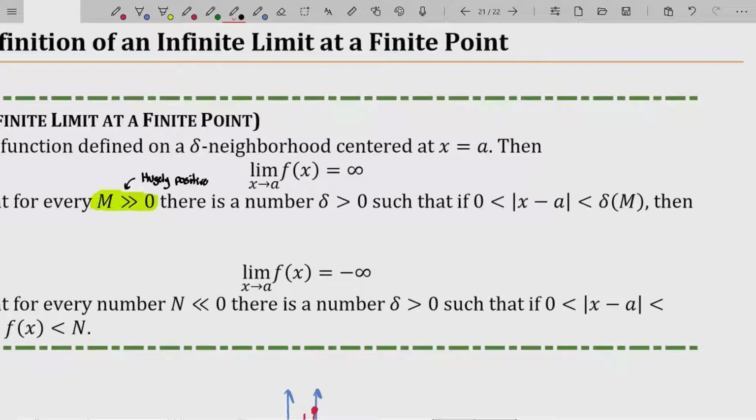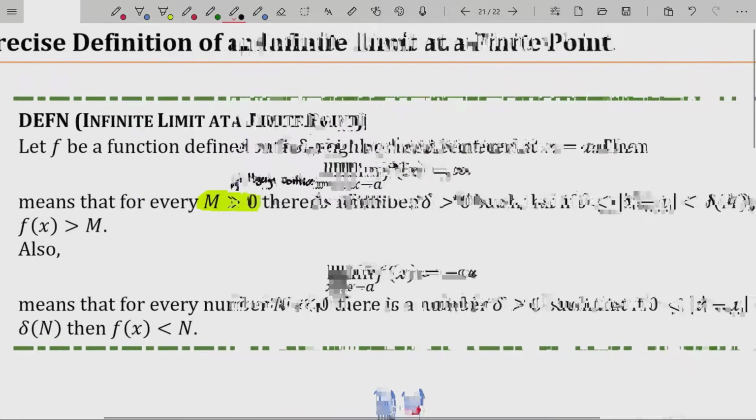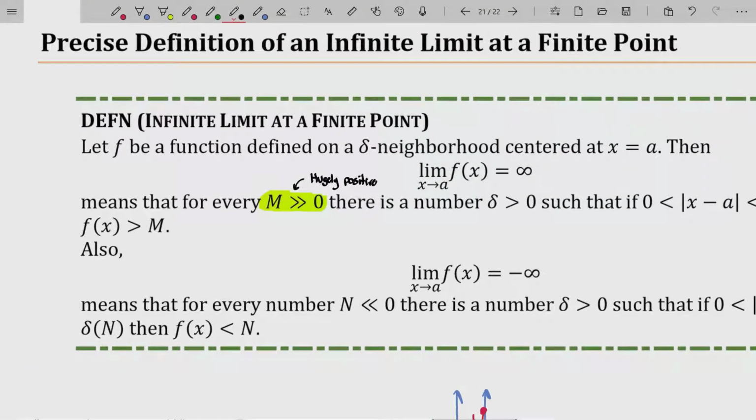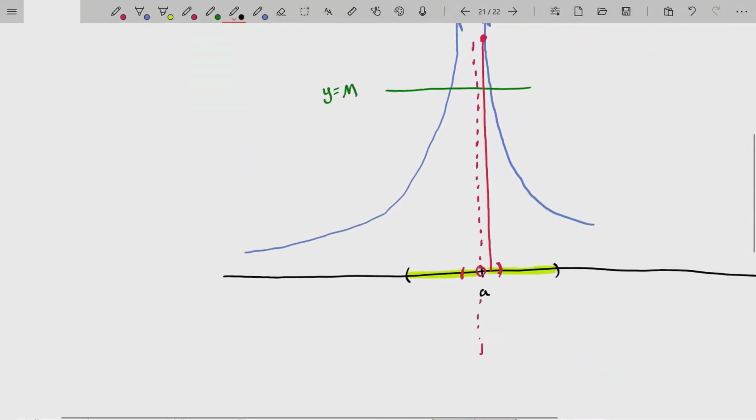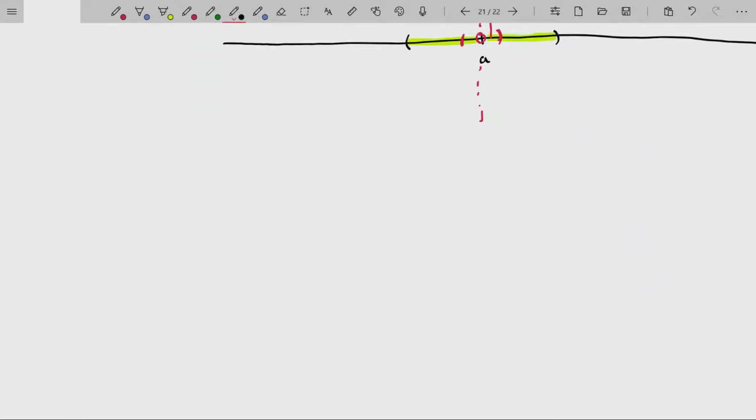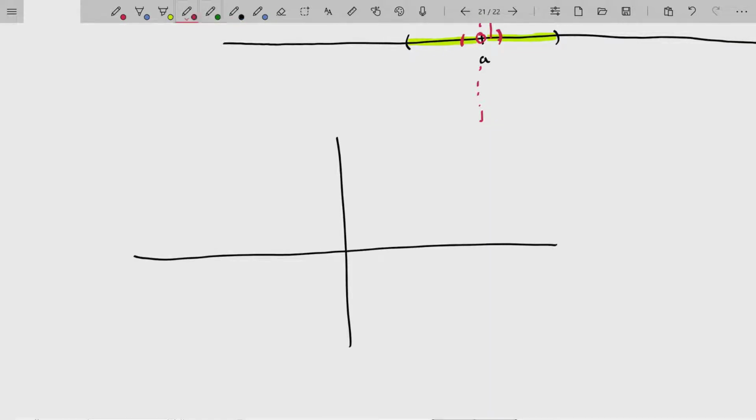Anyway, such that if x is within a delta neighborhood of a, then our function can be made to go above that height. A similar definition holds if you say, well, my function actually is not going to positive infinity, but instead my function is going to negative infinity. So let me draw that situation. Let's suppose that you have a function that, call this x equals a, just dives down to negative infinity on both sides.